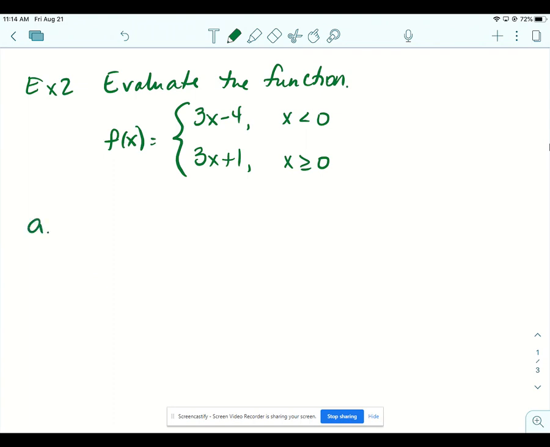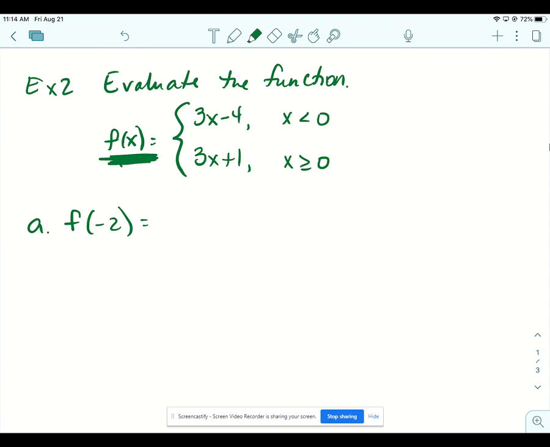So when you're evaluating these piecewise functions, you do not use both pieces, because we can't put a number in for x and get two y's if it's a function. And this is a function because it says f of x. All right, so we're going to find f of negative 2. So the first thing you have to decide is what piece are you going to use? So we have to look at the inequalities. You have to decide is negative 2 less than 0, or is negative 2 greater than or equal to 0?